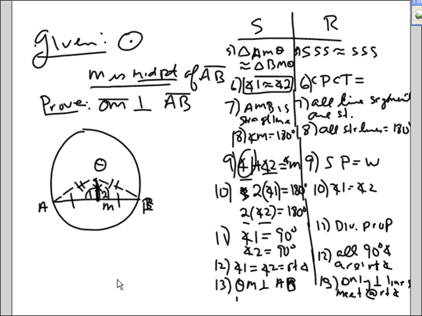It was a bit long. It probably could have been done shorter. Okay. Let's try another one.